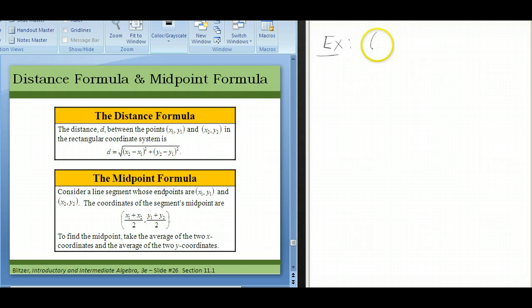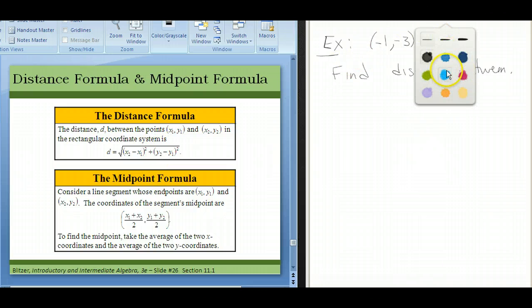So let's work with these 2 points right here, -1, -3, and 2, 3. And let's find the distance between them, right? So find distance between. Okay? So quite honestly, it doesn't matter which point you label as x1, y1 and which one you label as x2, y2. It doesn't matter, just as long as we follow the formula listed, right?